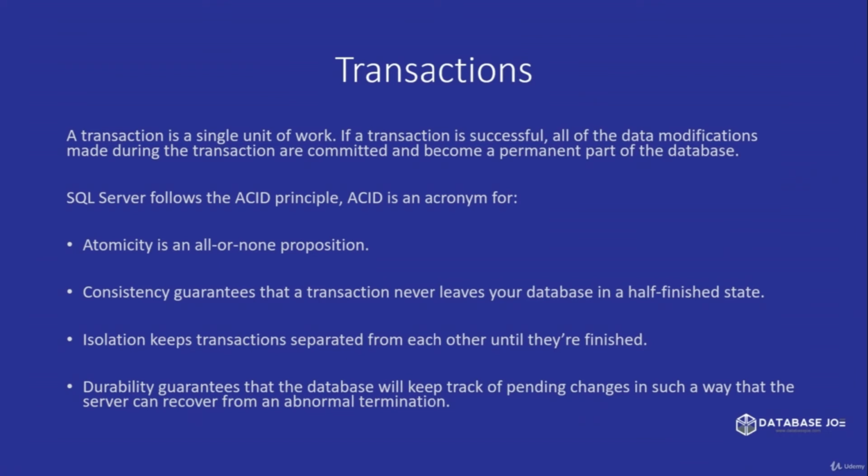ACID is an acronym for Atomicity, which is an all or none proposition. Consistency guarantees that a transaction never leaves your database in a half-finished state. Isolation keeps transactions separated from each other until they're finished. Durability guarantees that the database will keep track of pending changes in such a way that the server can recover from abnormal termination. Even a simple select statement runs in a transaction.